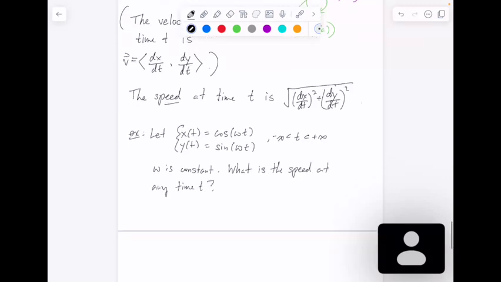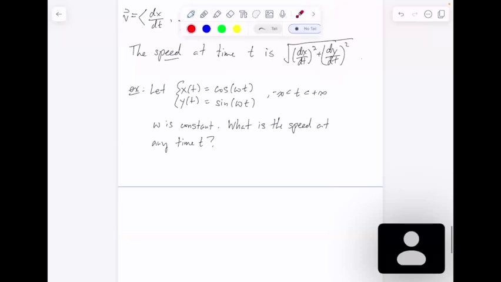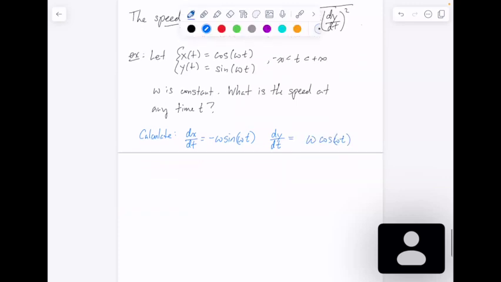Maybe the first thing we should do is calculate the derivatives, since we have a formula for speed that involves derivatives. So calculate dx/dt in this case, and dy/dt in this case. You want to do the chain rule here, so the derivative of cosine is going to be minus sine, but then you want to multiply by d/dt of this quantity here, so an omega comes out. So this is going to be minus omega sine omega t. And over here, this is going to be cosine omega t times, once again, an omega out front. The omega is from the chain rule.